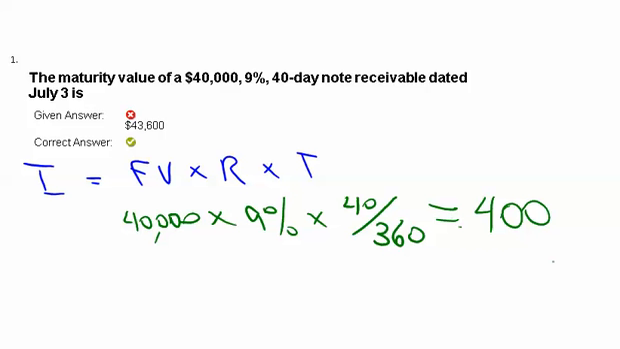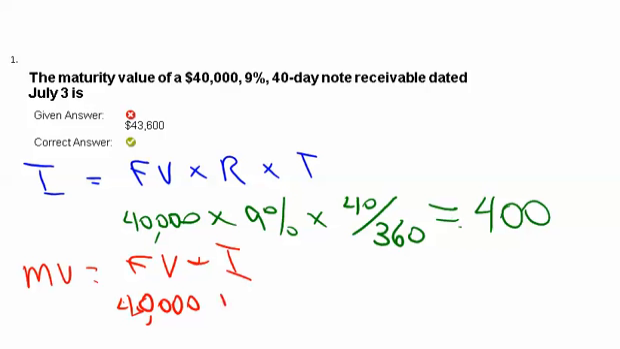The maturity value of this would be, maturity value is equal to my face value plus the interest, the 40,000, plus my interest of 400. So the correct answer would be 40,400.